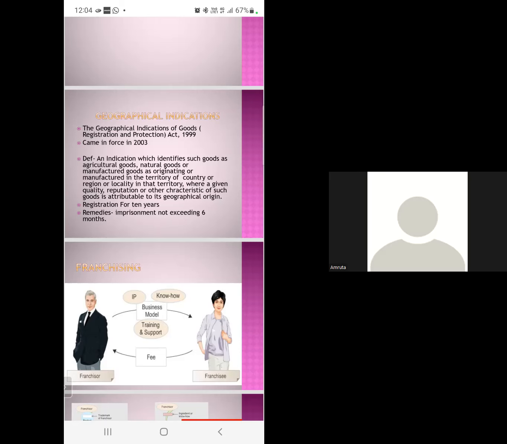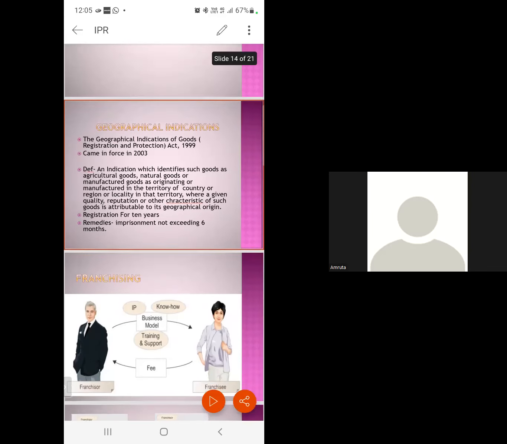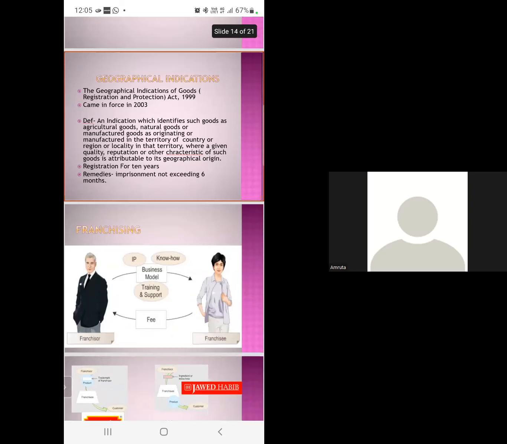So apart from design or apart from brand, the indication in itself is also protected, that it is from that geography, and that geography has the monopoly over that product, and it is for them. This act, the geographical indication, is not just for civil remedy, and the main remedy is the criminal remedy, which is imprisonment not exceeding 6 months. So it is granted for 10 years, and the only remedy given is imprisonment not exceeding 6 months.